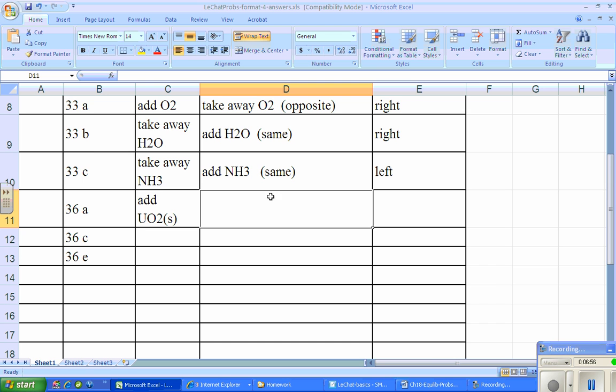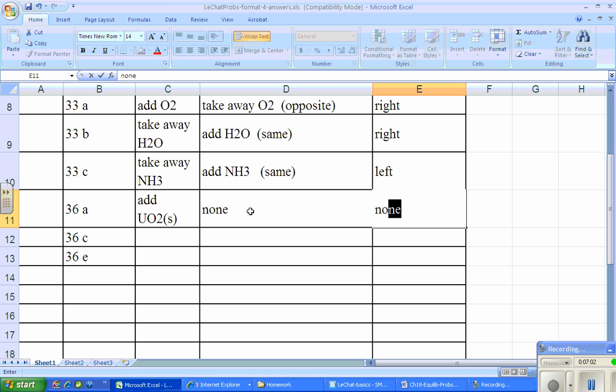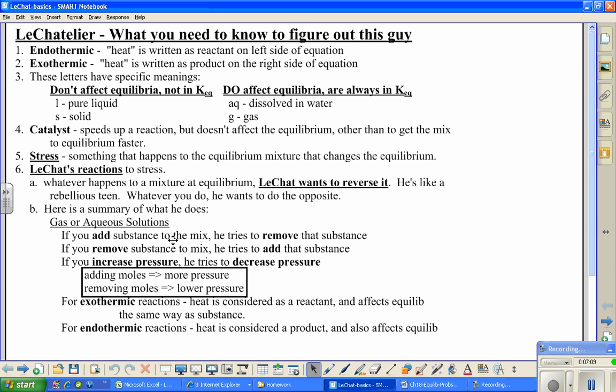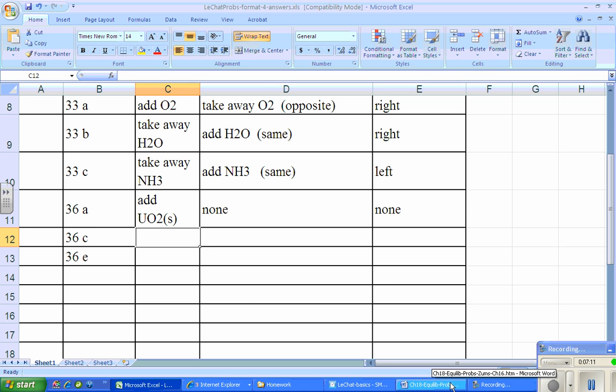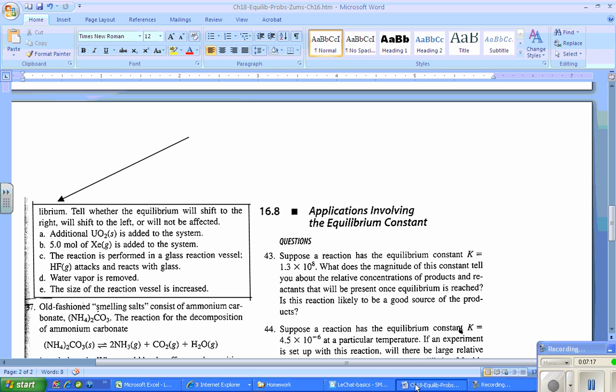So we go back here and we say none. LeChat can't react to it. And over here, it's another none. So that was pretty easy. No reaction. No shift from LeChatelier.